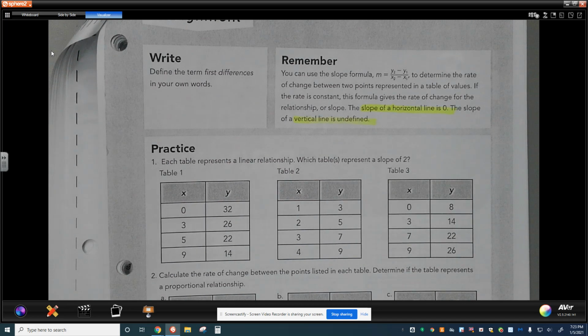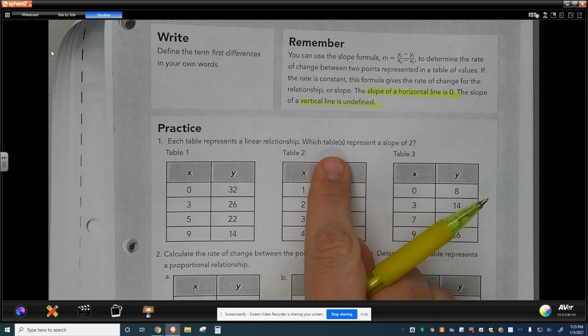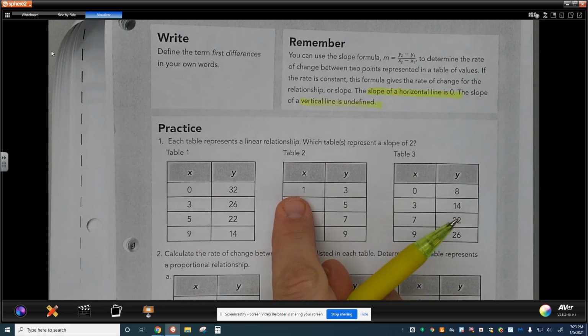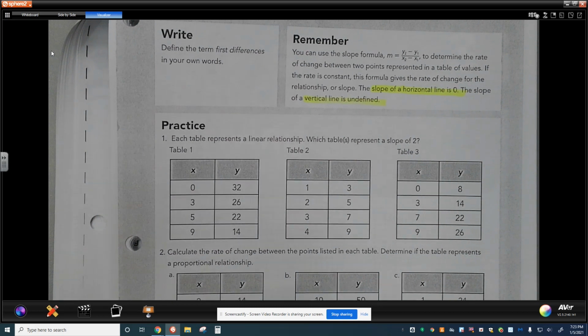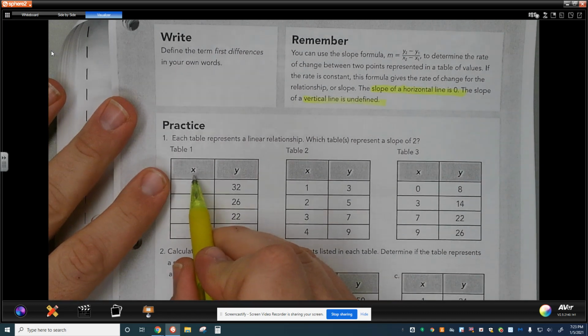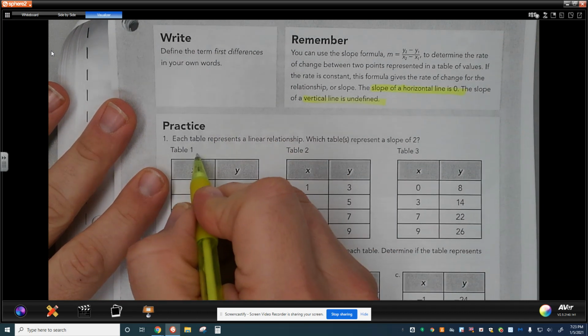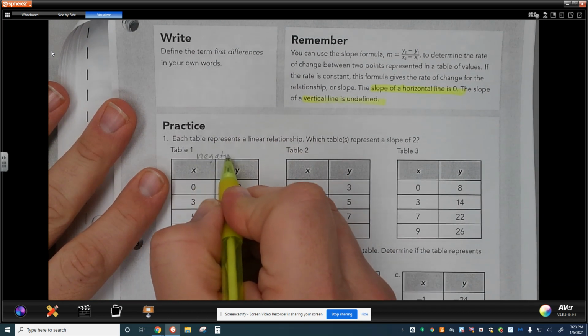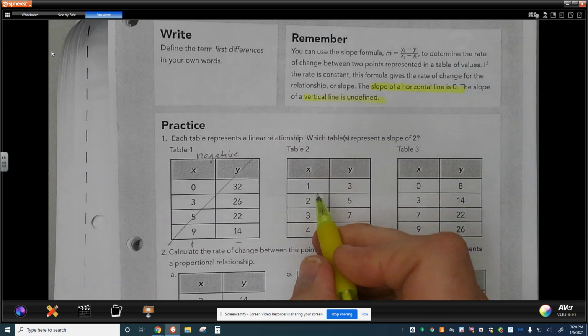Your job for your homework is this. Question number 1, you need to look at each of these and decide which table or tables represent a slope of positive 2. Remember how earlier we talked about having an idea of whether it's positive or negative from the beginning? Looking at this one right here, x is increasing, y is decreasing. That tells me the slope is negative. Table 1 does not have a slope of positive 2 because it's a negative slope.